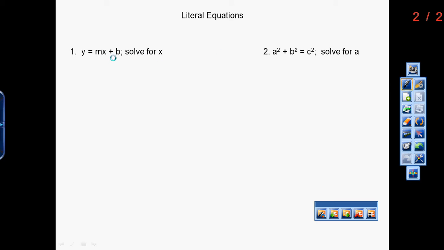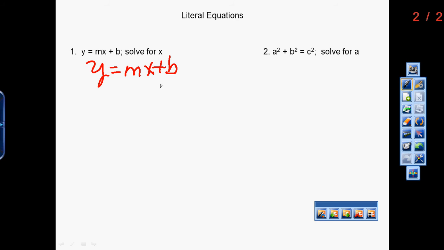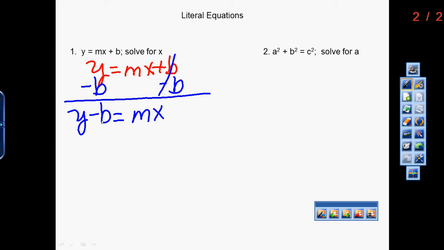So in doing so, I notice that I have y equals mx plus b. So I need to undo everything that was done to this x to get it back by itself. So the first thing that I see that I need to do is subtract b. Whatever I do to one side, I do to the other. And then I'm left with mx equals y minus b. Now I'm going to divide both sides by m. And then once x is by itself, y minus b over m, I know that I'm done.